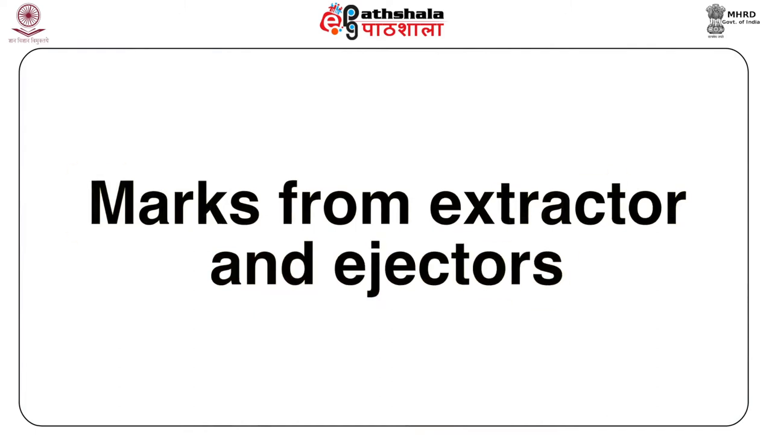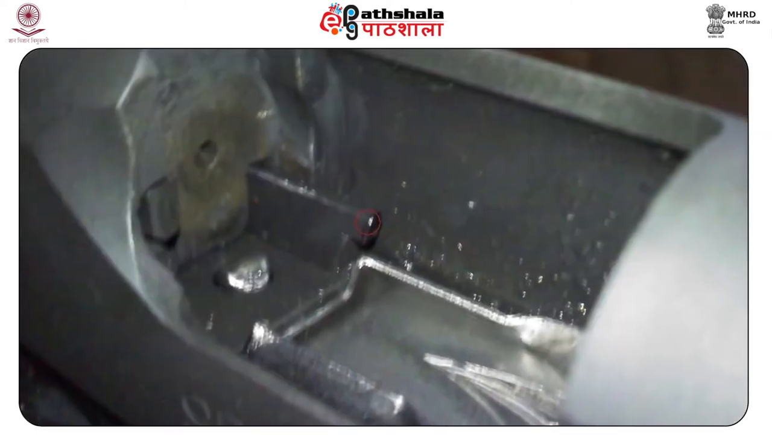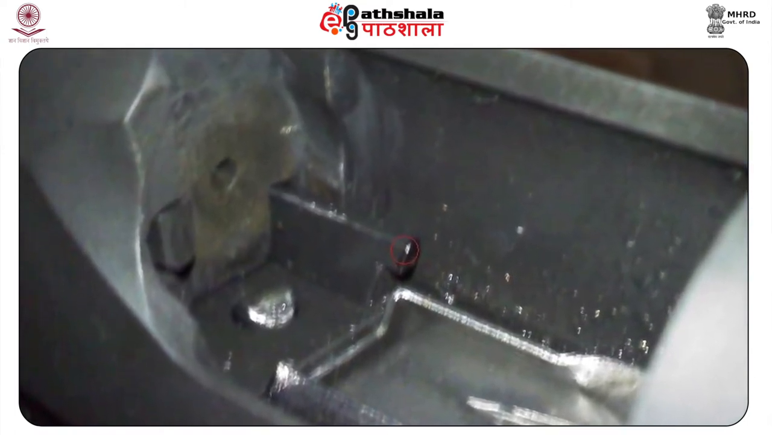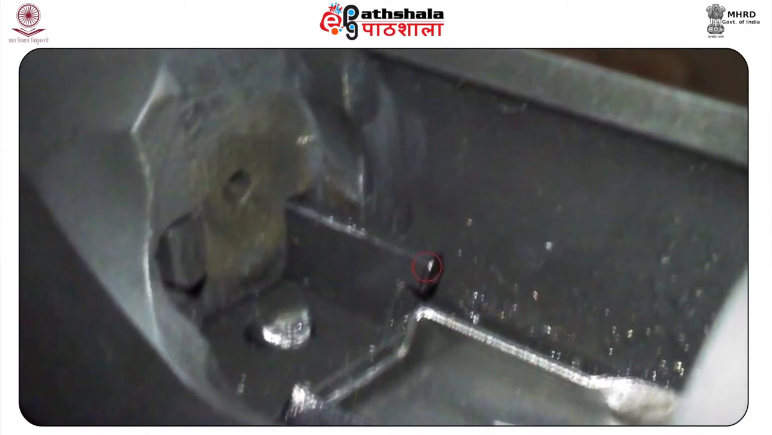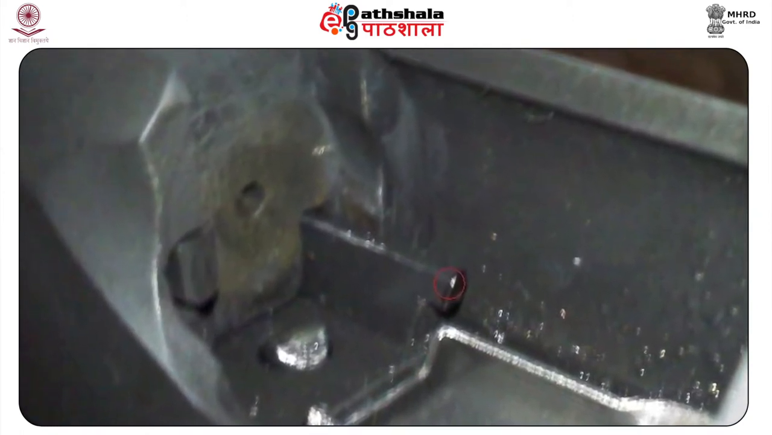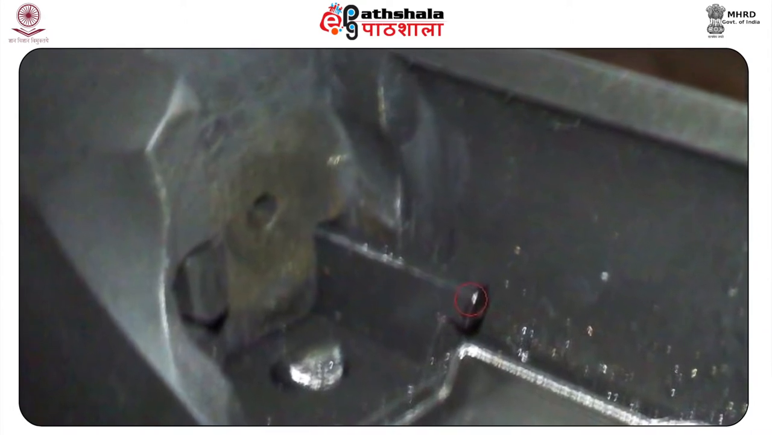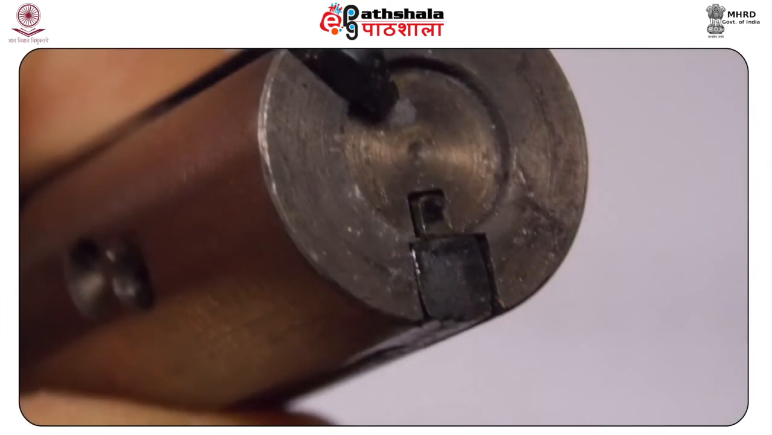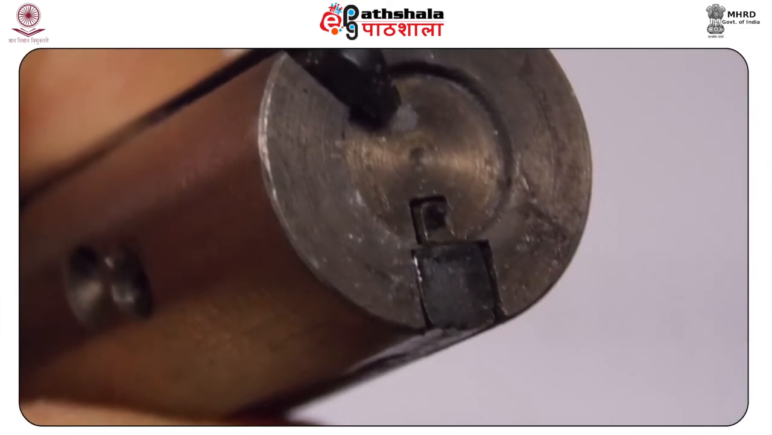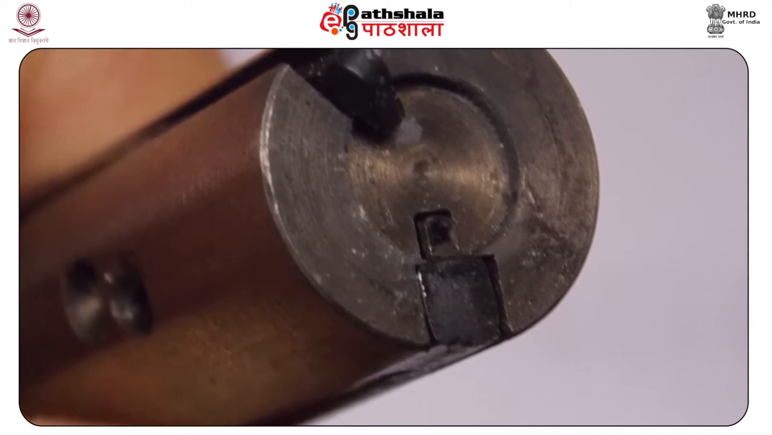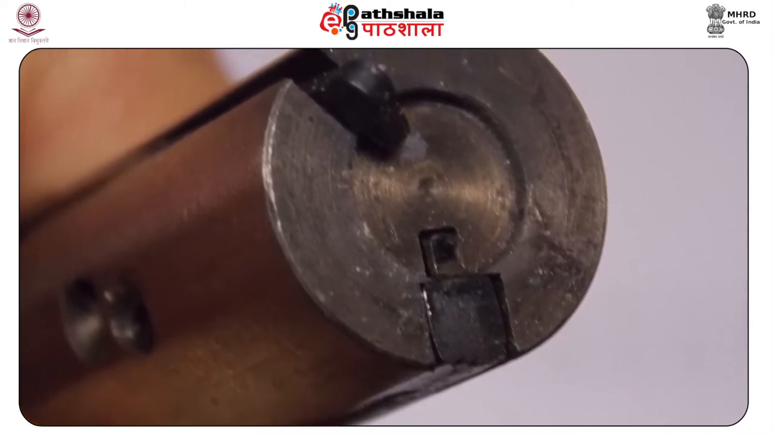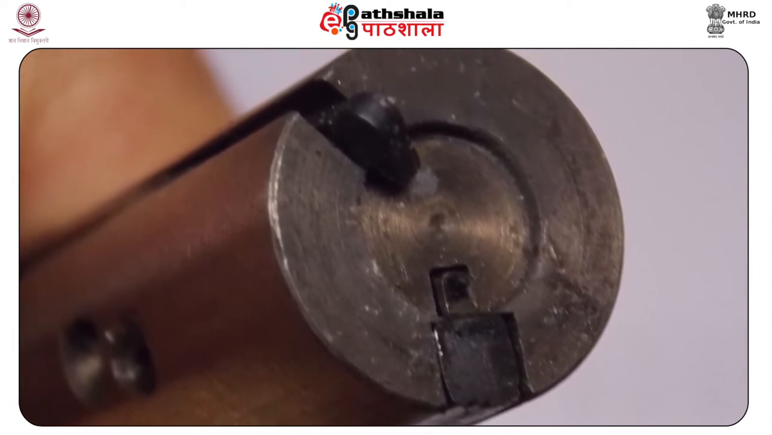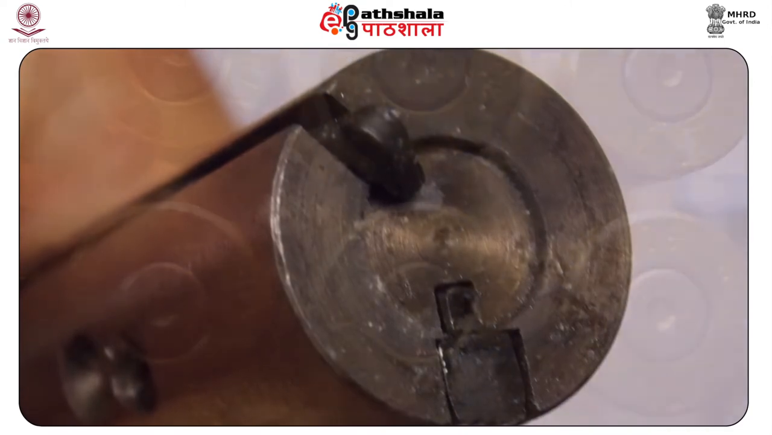Marks from extractor and ejectors. When a fired cartridge case is extracted and ejected, the irregularities on the extractor and ejector are imprinted on the rim of the cartridge case. These are called extractor and ejector marks. All firearms have some form of extractor or ejector. The extractor marks are not found on pistol cartridge cases. The pistols have special ejectors, which are likely to leave marks on the cartridge cases fired in it.